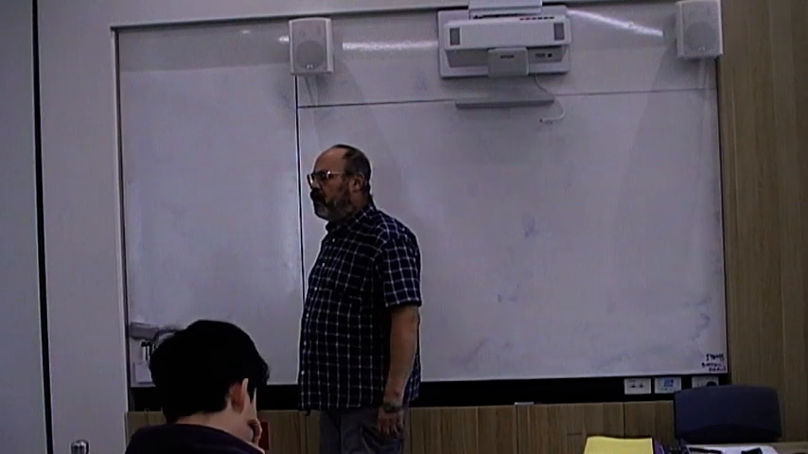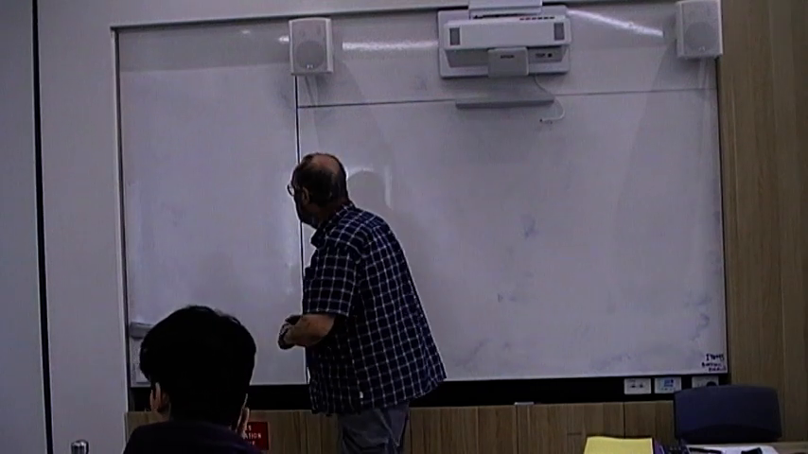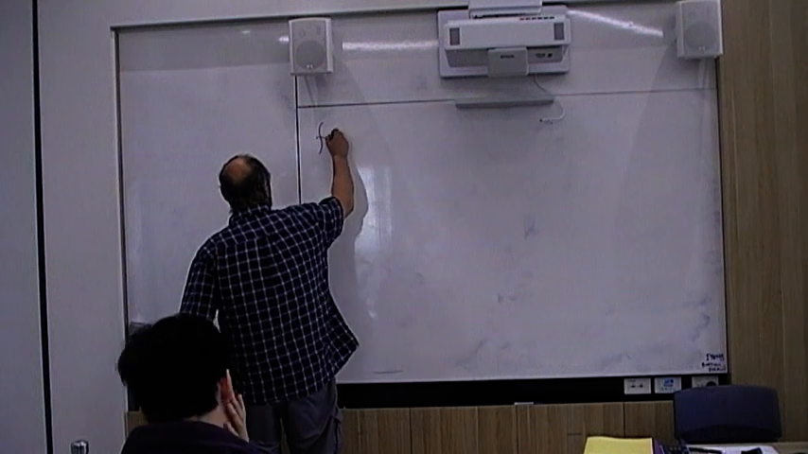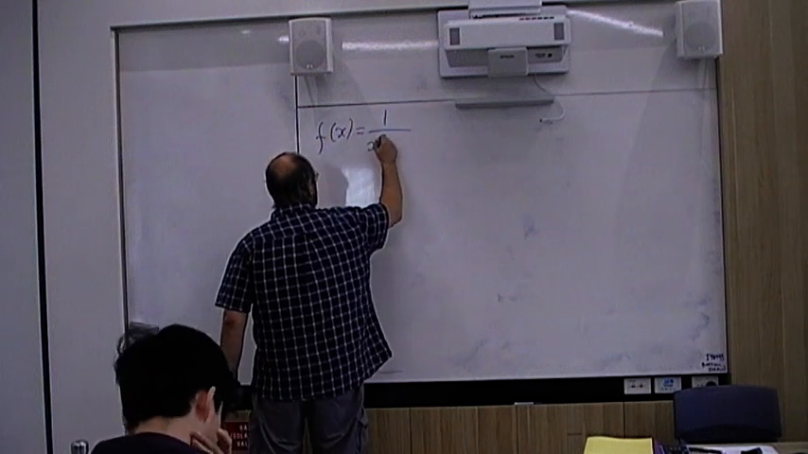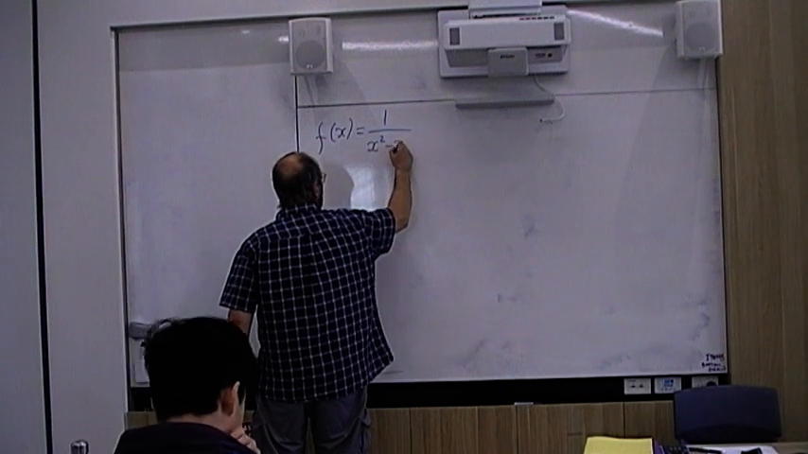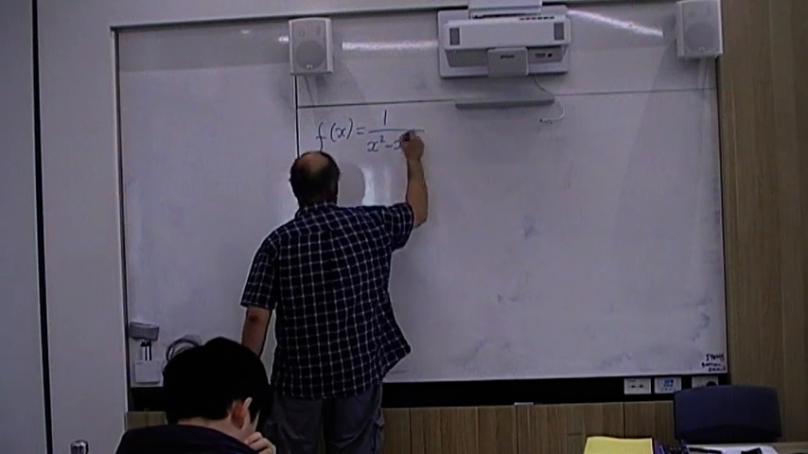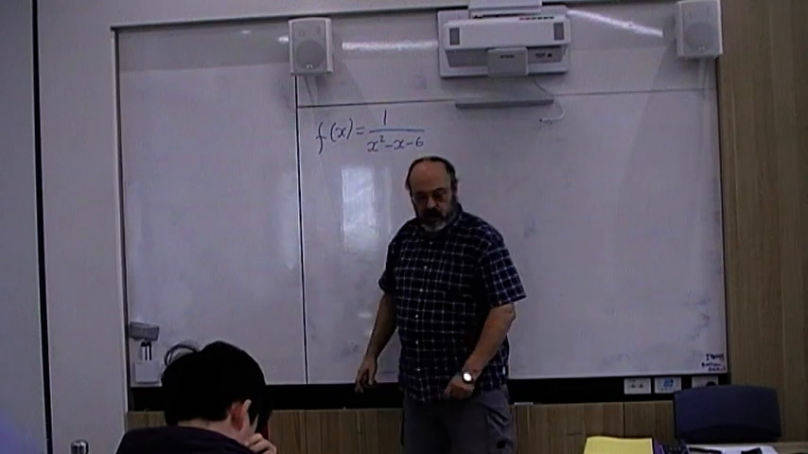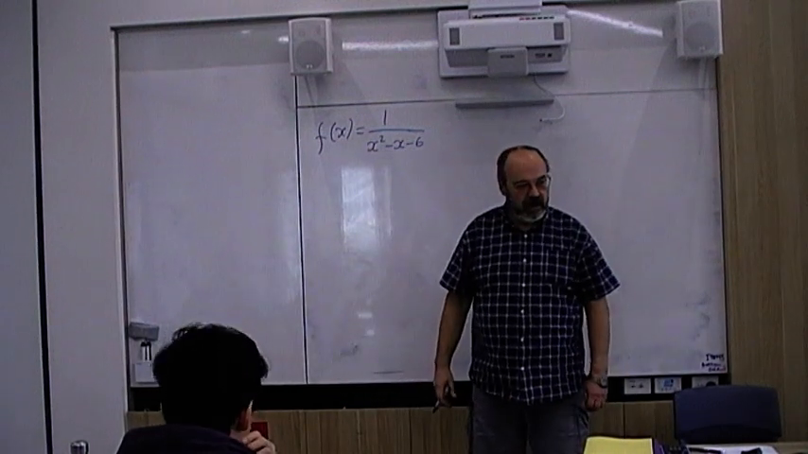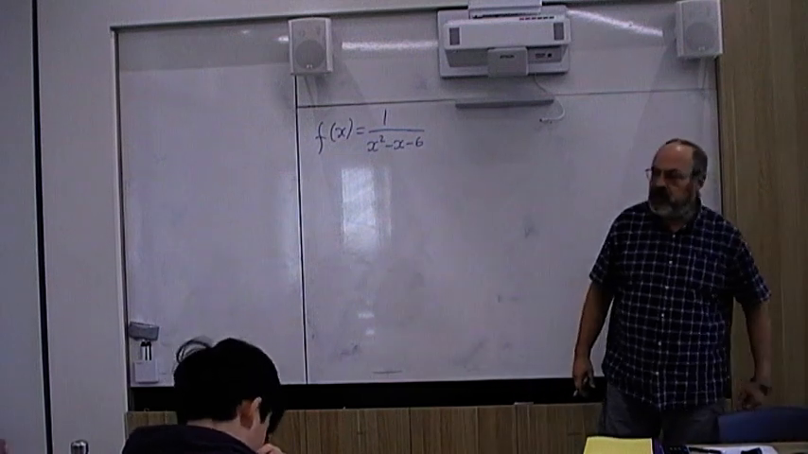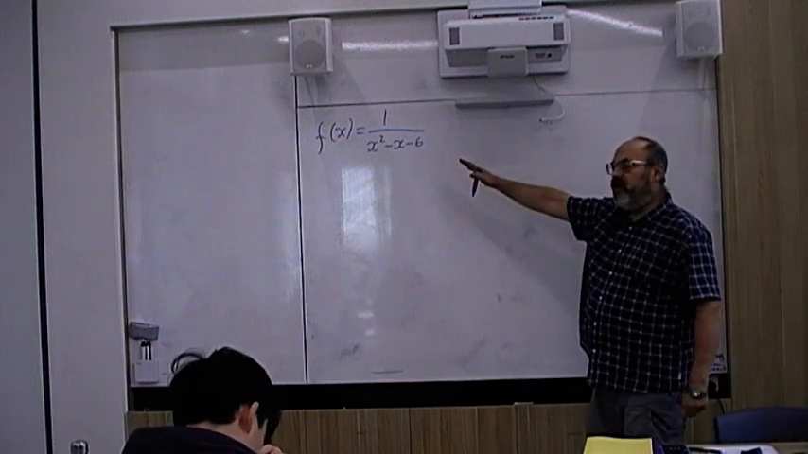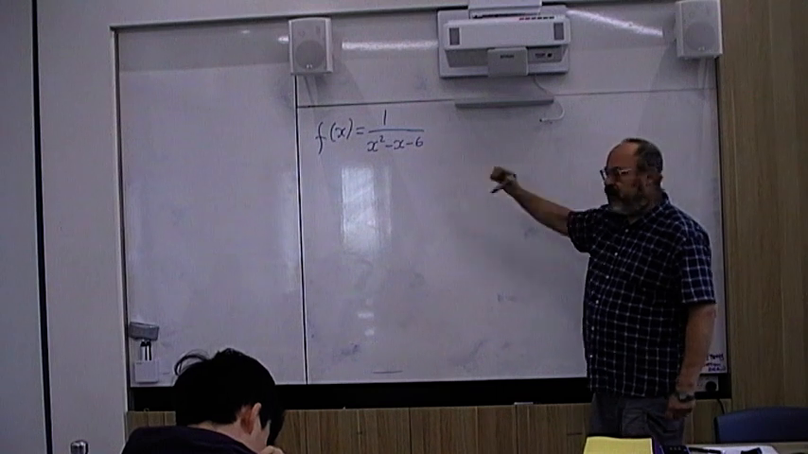So, if you need to sketch a graph, for example, of the function f of x equals 1 over, let's say, x squared minus x minus 6. So this is a reciprocal relation. To sketch this reciprocal graph, we first need to sketch the graph of the function in the denominator.